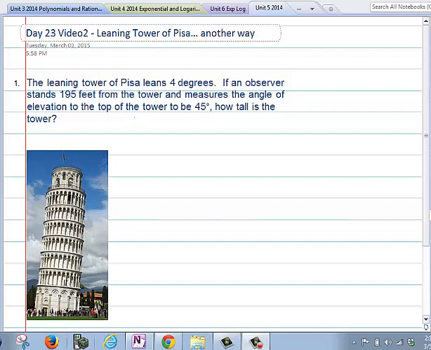Because the object is no longer perpendicular to the ground, you have a lean angle, and we need to consider that. So, if you're looking at the Leaning Tower of Pisa, that angle is off from perpendicular by 4 degrees. So let's just set up our triangle.